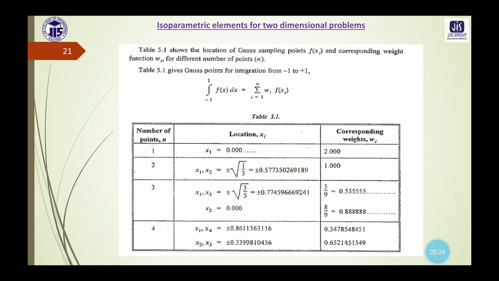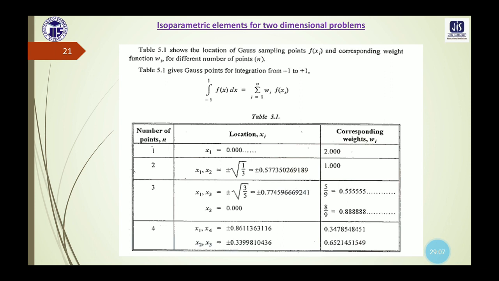Next, when the number of points is 3, then we have x1, x2 and x3, where x1 and x3 are plus minus root of 3/5, which is plus minus 0.77459, and x2 is equal to 0. Corresponding to x1 and x3 the value is plus minus 0.774, and the corresponding weight is 5/9, which is 0.555. Corresponding to x2, where the value is 0, the corresponding weight is 8/9, which is 0.888.